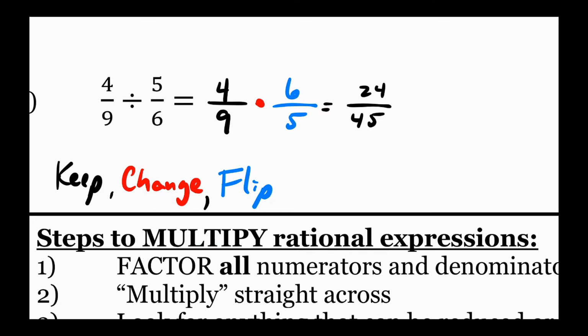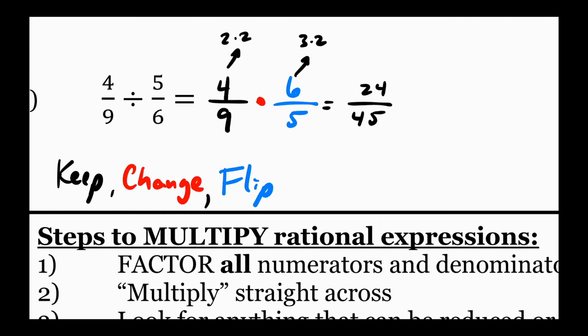First thing, how do I make 4 multiplication wise? 2 and 2. How do I make 6? How do I make 9? How do I make 5? 5, just 5 and 1, right? That's the only way to make it.